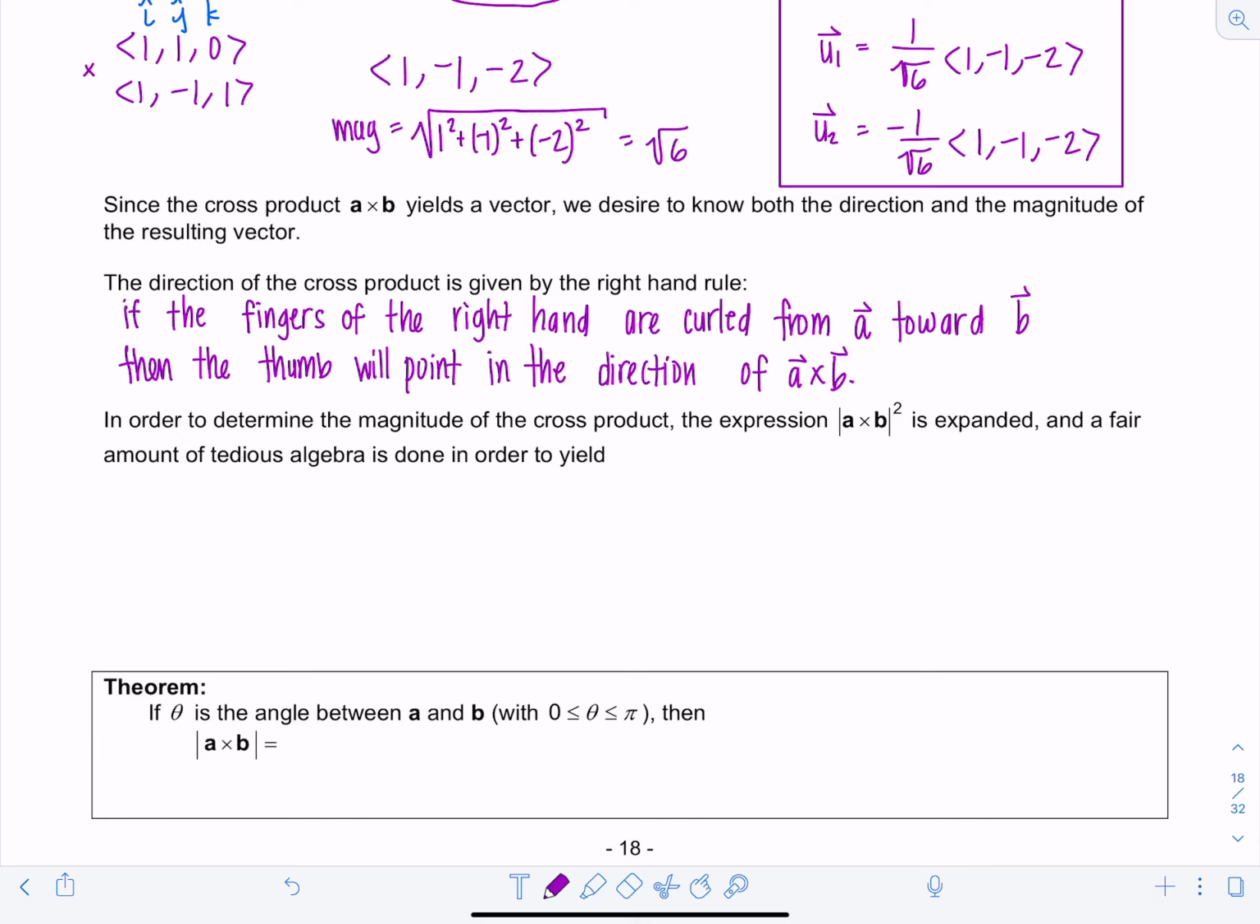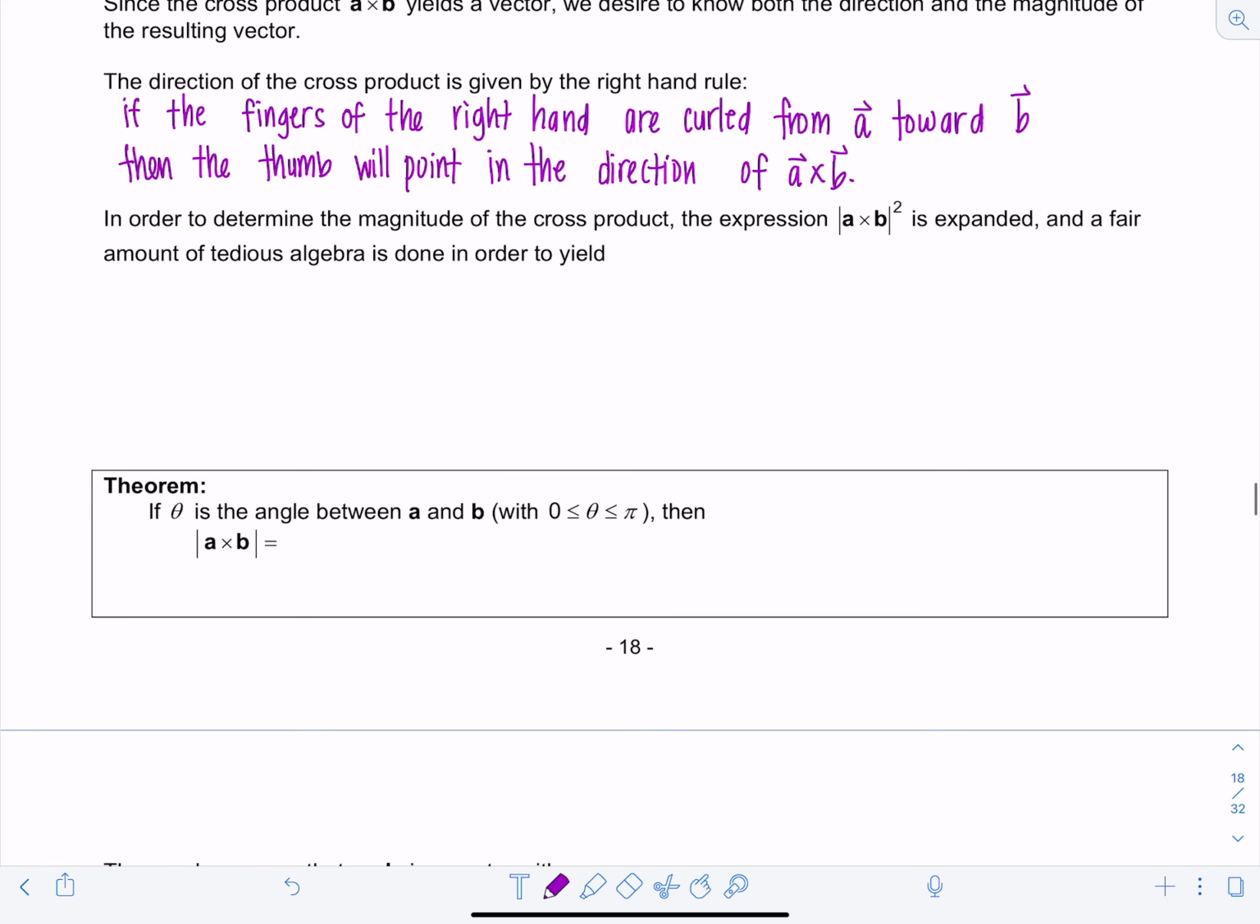And in order to determine the magnitude of the cross product, we expand the expression magnitude of A cross B squared. And there's more tedious algebra, so we're just going to cut to the chase. Basically, you get down to the point where the magnitude of A cross B squared equals magnitude of A squared times magnitude of B squared sine squared theta. And then you can just take the square root across the whole thing, and you would have magnitude of A cross B is equal to the magnitude of A times the magnitude of B times sine theta.